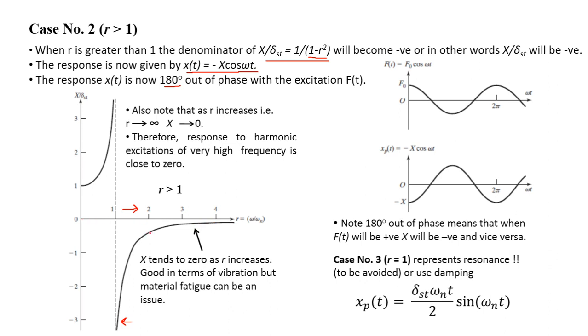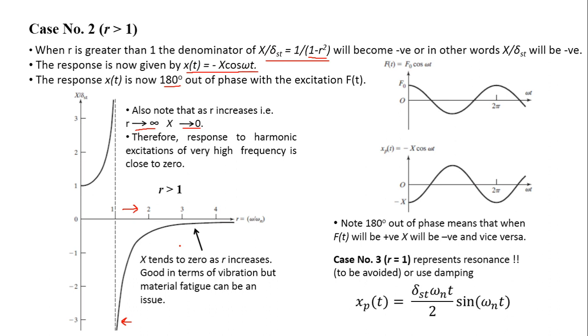You can see that this is very close to 0, and it is getting closer and closer to 0 as the value of r increases. So we see that when r becomes infinite, x tends to be 0. Therefore, the response to harmonic excitation of very high frequency is close to 0. Now this is a good result, because as we increase the excitation frequency, as we increase the speed of the machine, its vibration amplitude tends to get lower and lower.